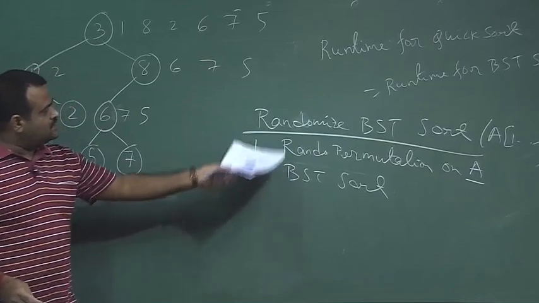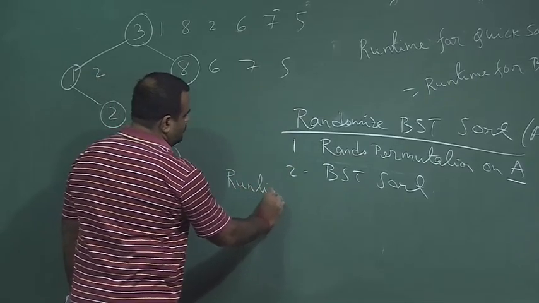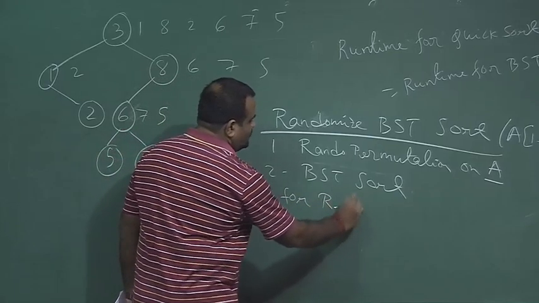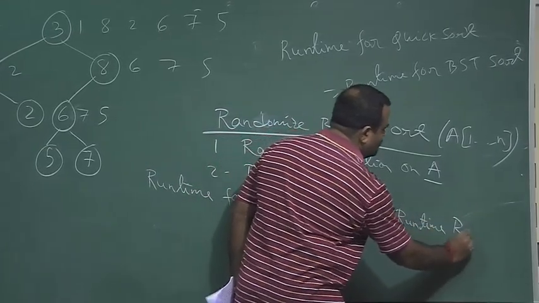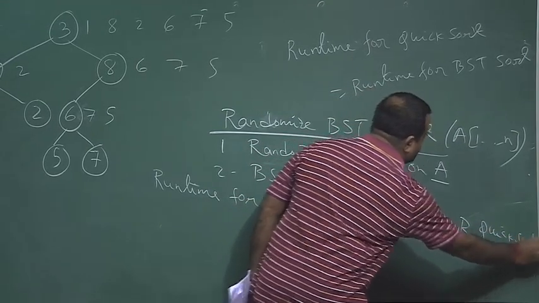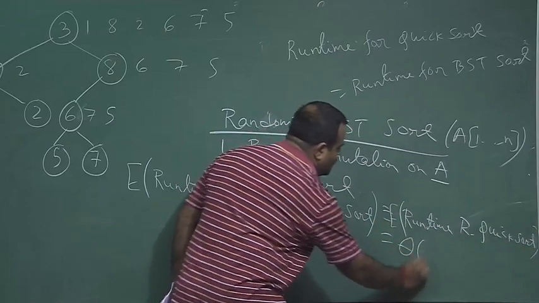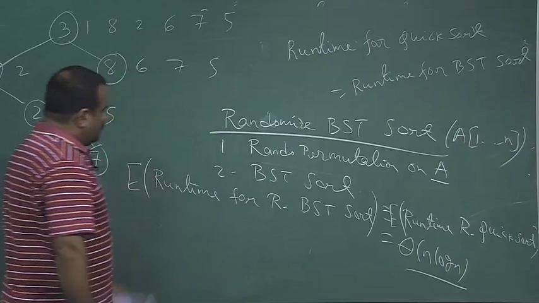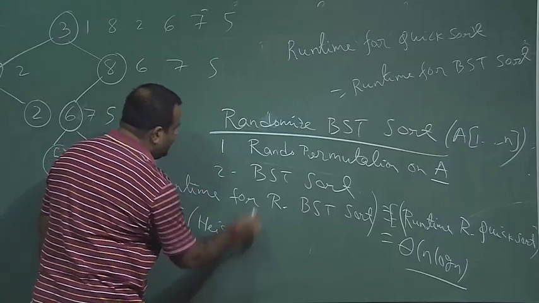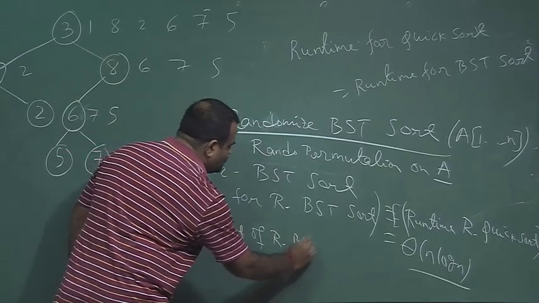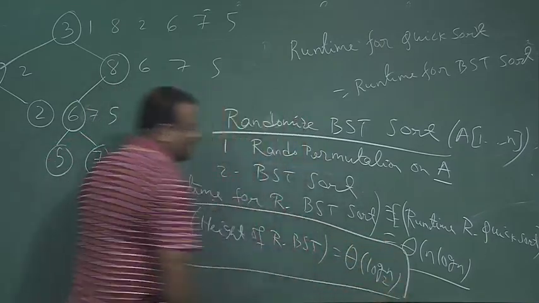In that case, this is similar to the randomized version of Quicksort. So, the runtime for randomized BST sort is same as runtime for randomized Quicksort. So, the expected runtime for randomized BST sort is same as expected runtime for this. So, expected runtime we know is n log n. So, from here we can show that the expected height of the randomized BST tree is basically log n. So, expected height is log n.